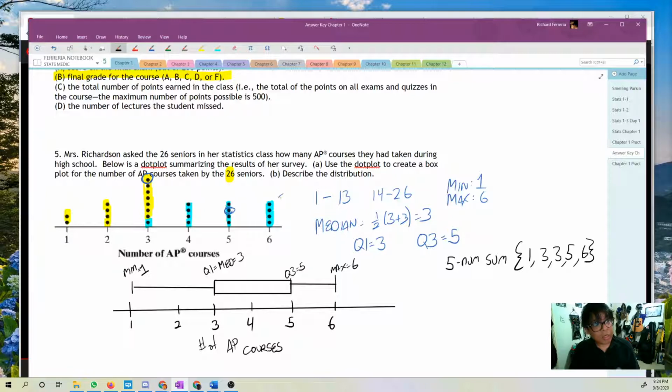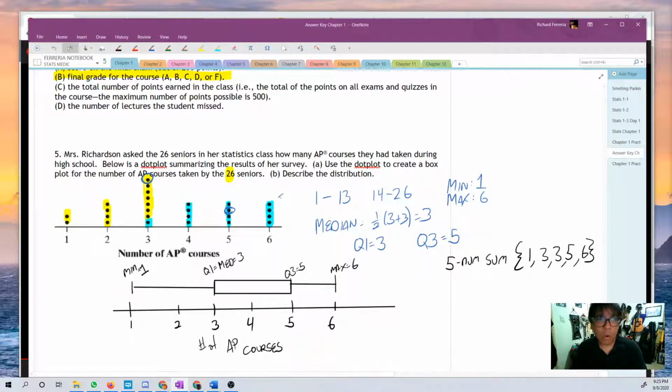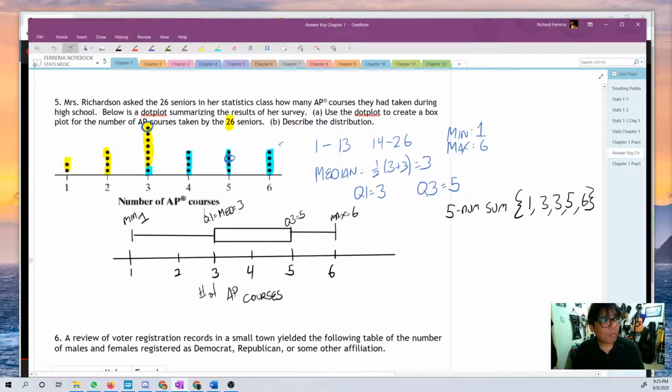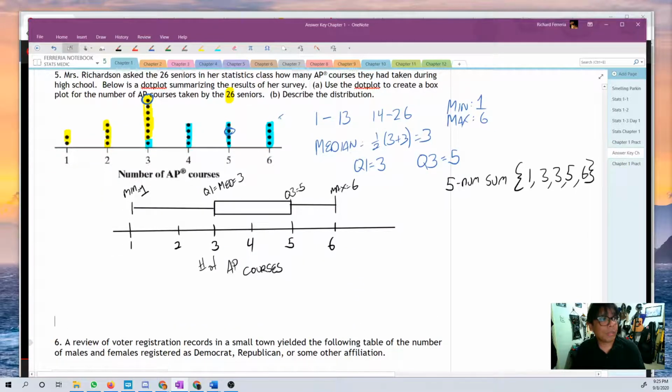Okay, so how can we describe this distribution? Well, describing distribution comes down to 4 things. First of all is shape. Now, you don't have to write the word shape, but it kind of helps us remember everything. Shape, outliers, center, and variability.